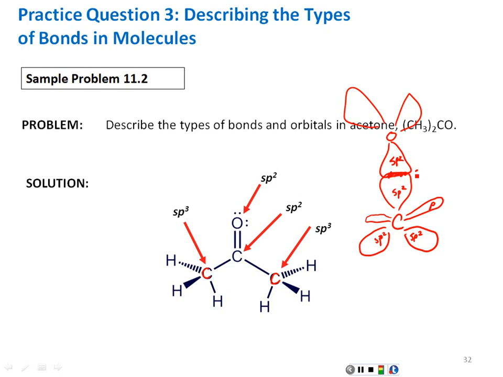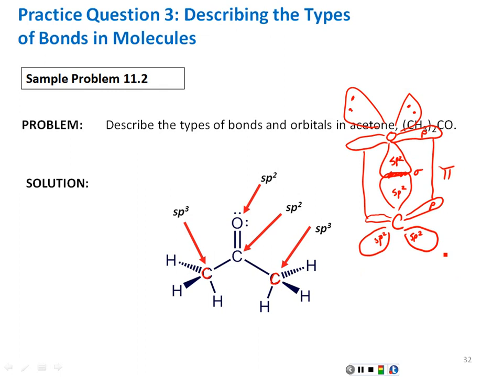This overlap forms a sigma bond. The two top sp2 orbitals would have the lone pairs, and it again is going to have one unhybridized p orbital that can form a pi bond.